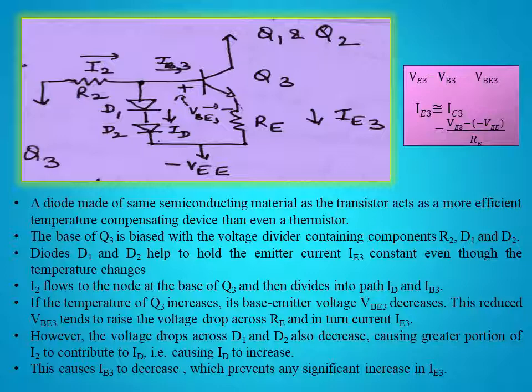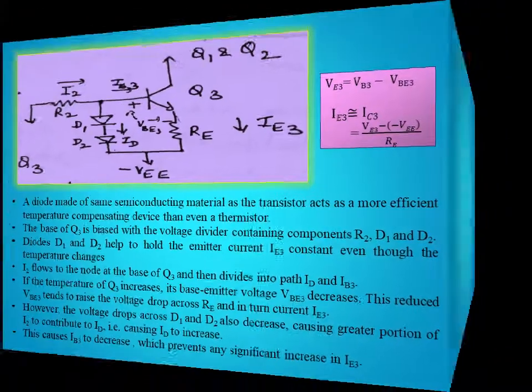When IE3 increases, at the same time the voltage across D1 and D2 decreases. When the voltage across D1 and D2 decreases, the current flowing through ID increases. If I2 is divided into IB3 and ID, and ID increases, then in turn IB3 decreases. And when IB3 decreases, this decreases IE3. So ultimately, on the whole, IE3 remains constant, and thus IC3.